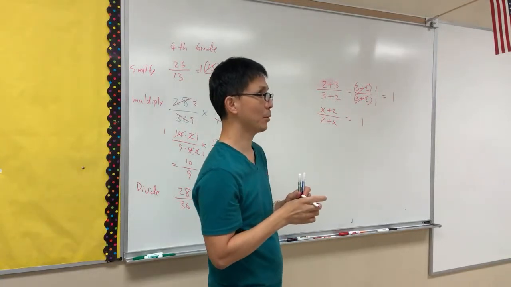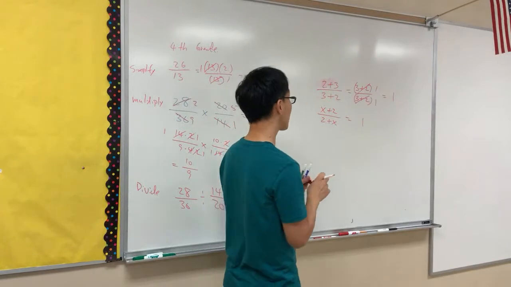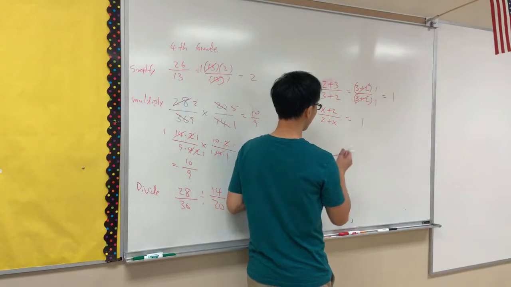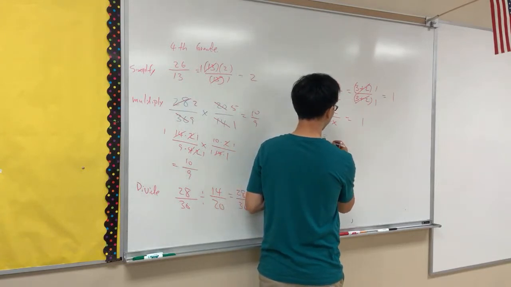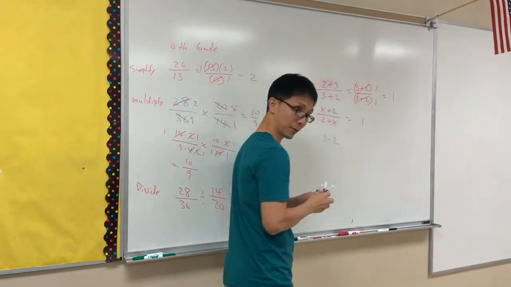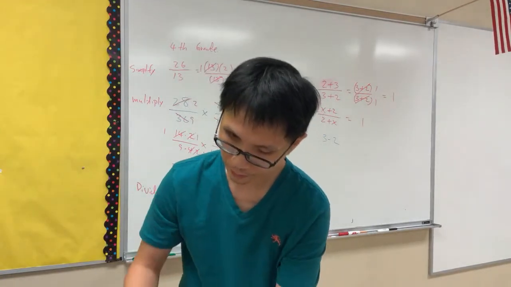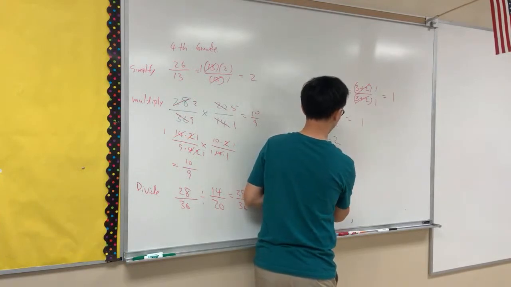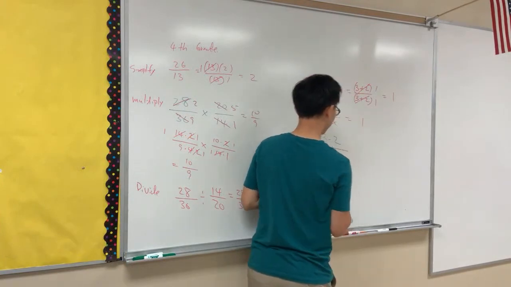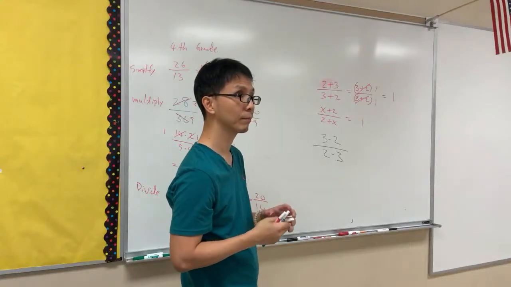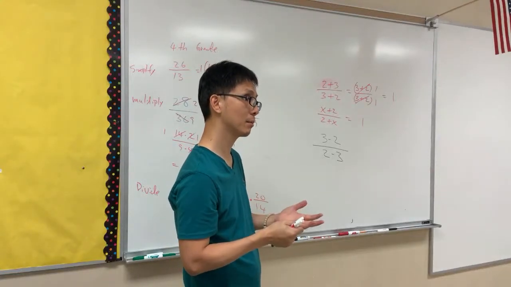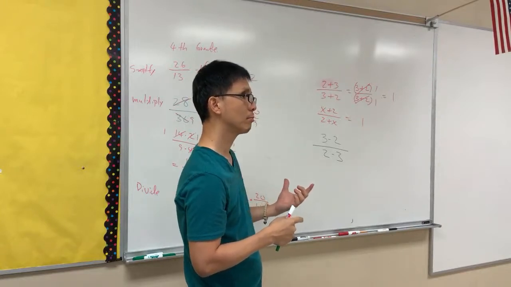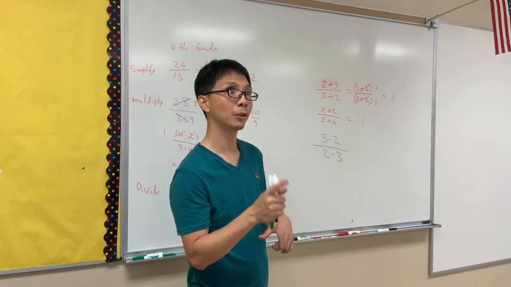The next one is the one that's going to trip up a lot of students. If you have 3 minus 2, and if I have 2 minus 3, they aren't the same. They are the same or they're not the same? They're not the same, so can I cancel? No. I mean, wait, yes. How do you cancel them?